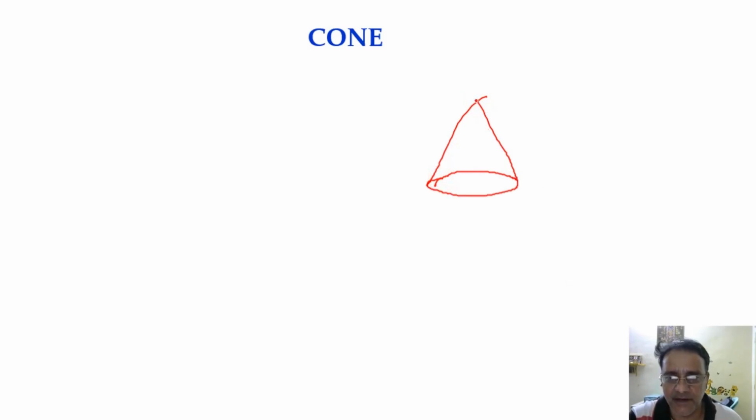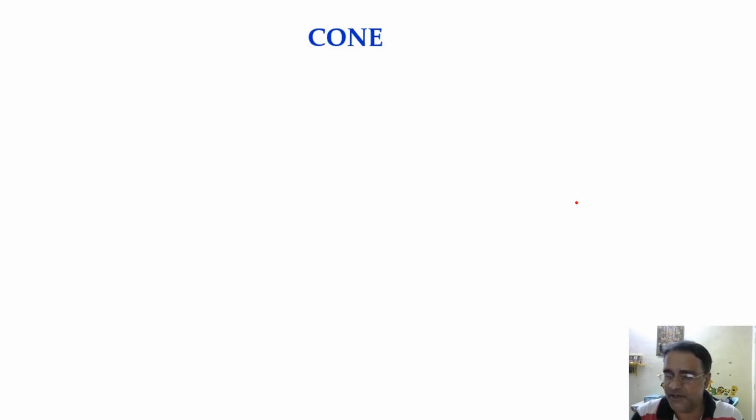Have you seen a joker cap? Yes, sir. A joker cap is in this form, see, like this. You can say birthday cap also. Some birthday caps are in this form also. They make something like this on it, okay? So that is in the form of a cone.